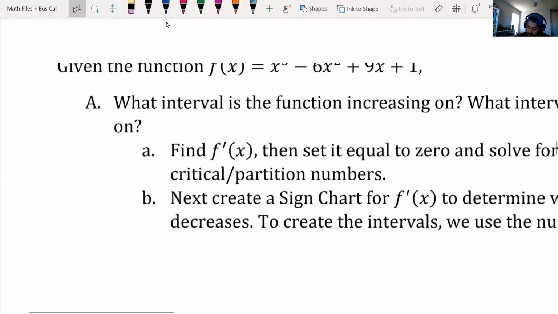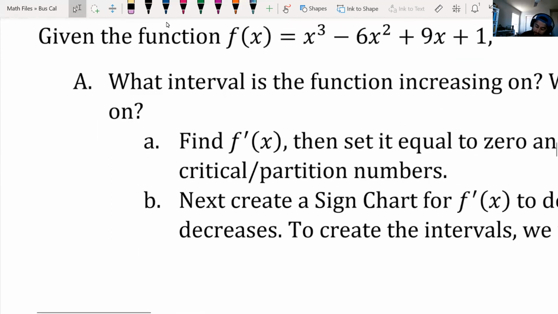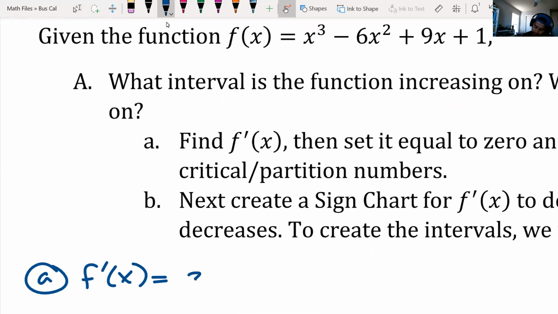How much more can I zoom in? Right there. Perfect.